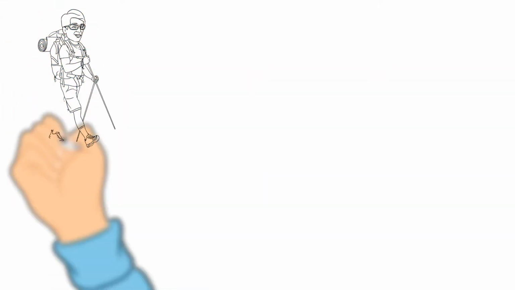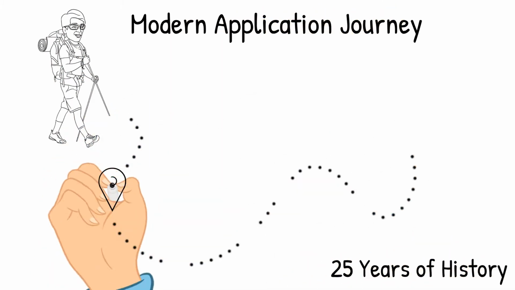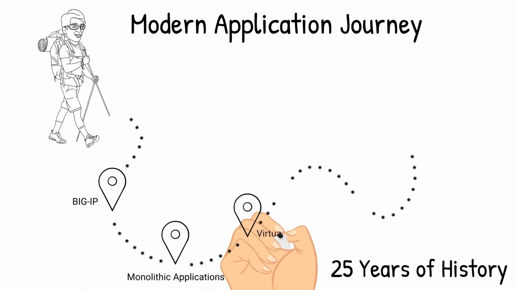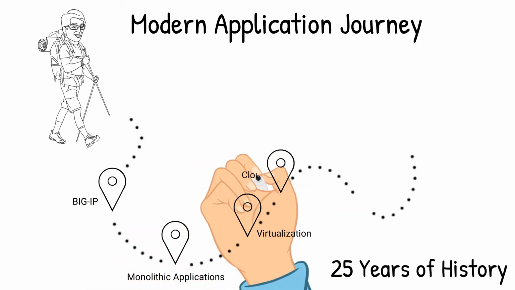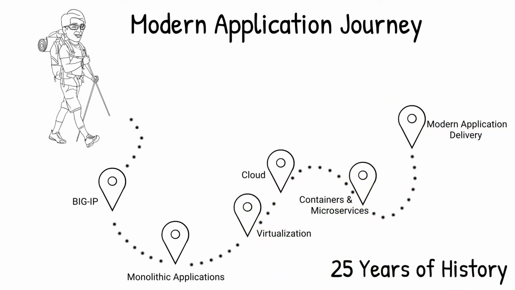As we start our journey, we will begin on a brief path of 25 years of history with some stops along the way. We will describe some very specific problems on this journey to modern application delivery and help explain how we got where we are today.